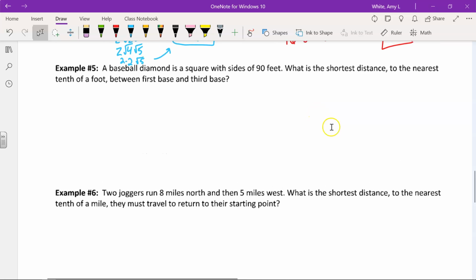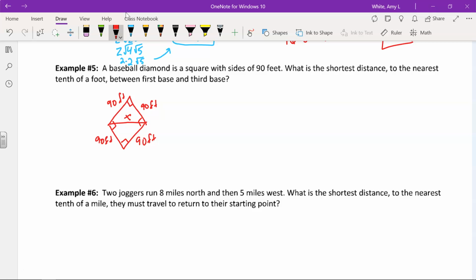And now we have 2 word problems. The first word problem says, a baseball diamond is a square with sides of 90 feet. So I can kind of draw this square. That was a very bad square, but you see we've got some right angles, and every side is 90 feet. What is the shortest distance to the nearest tenth of a foot between first base and third base? So that would be first to third. So they're looking for that.